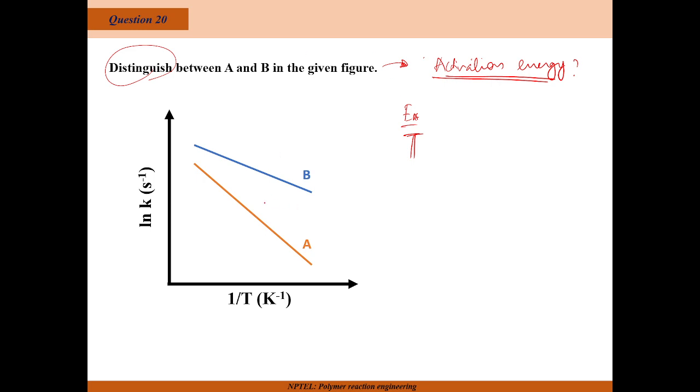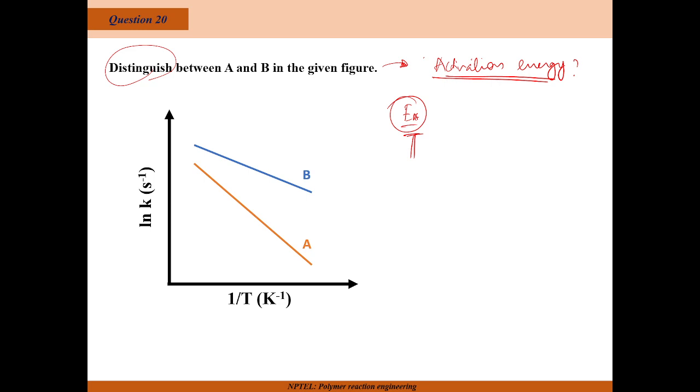The one with a higher slope corresponds to higher activation energy, which means that reaction will happen at a higher energy. And the one with the lesser slope has a lower activation energy, which means the reaction can take place even at a smaller temperature, smaller energy.